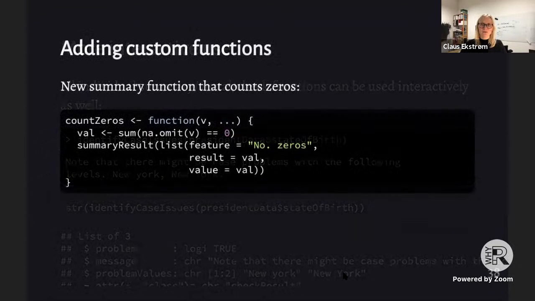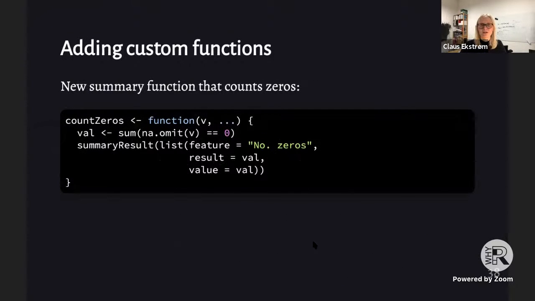One more thing I've also promised you can do in this package is to add custom functions. So if you don't like or you want something extra from what we did with the checks and the summaries and the visuals, then you can also make your own function. Here I have a very simple example. It's a function that counts how many zeros there are in a variable, and you could think of it as a summary function. Maybe that would be interesting.